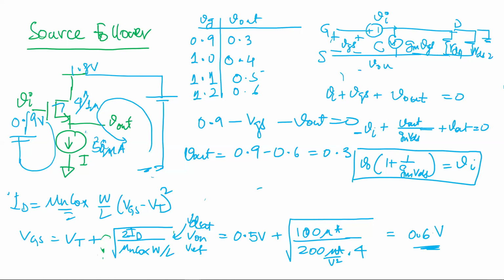But in reality, if you don't have the bulk connected to the source over here, it will be connected to ground. Then you'll have a GM VGS term that will also come into the picture, but we can ignore that for now.